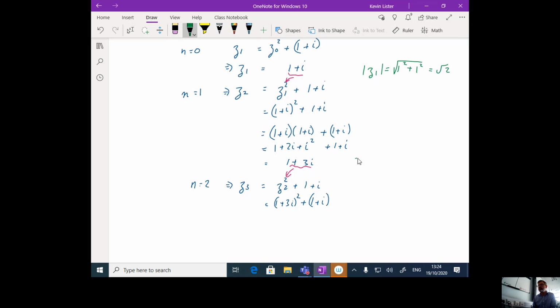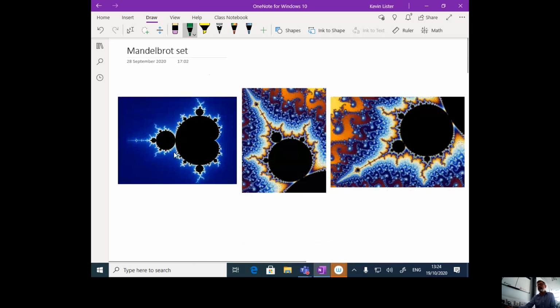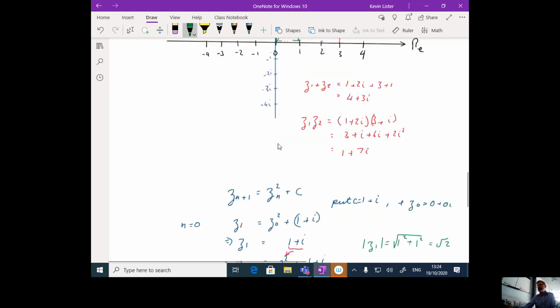Then we can come to Z2. We can find the distance of Z2 from the origin, which is the square root of 1 squared plus 3 squared, which is the square root of 10. And that is basically all that we need to do to get this Mandelbrot set.